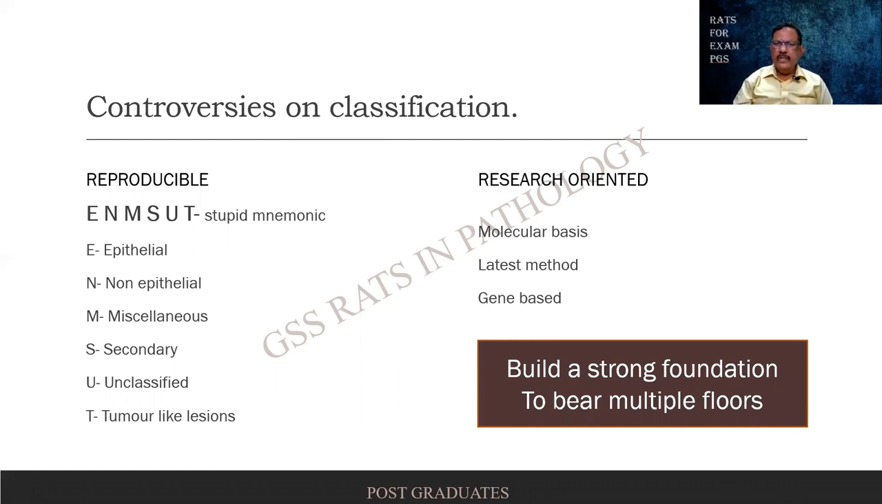There are some controversies on classification, whether it is going to be an autopsy or a gross specimen, or sometimes a slide, you will be asked the classification. There is always a molecular basis, what is the latest method of classification, etc. But still, this is something that I developed, ENMSUT: epithelial tumors, non-epithelial tumors, miscellaneous tumors, secondary, unclassified, and tumor-like lesions.